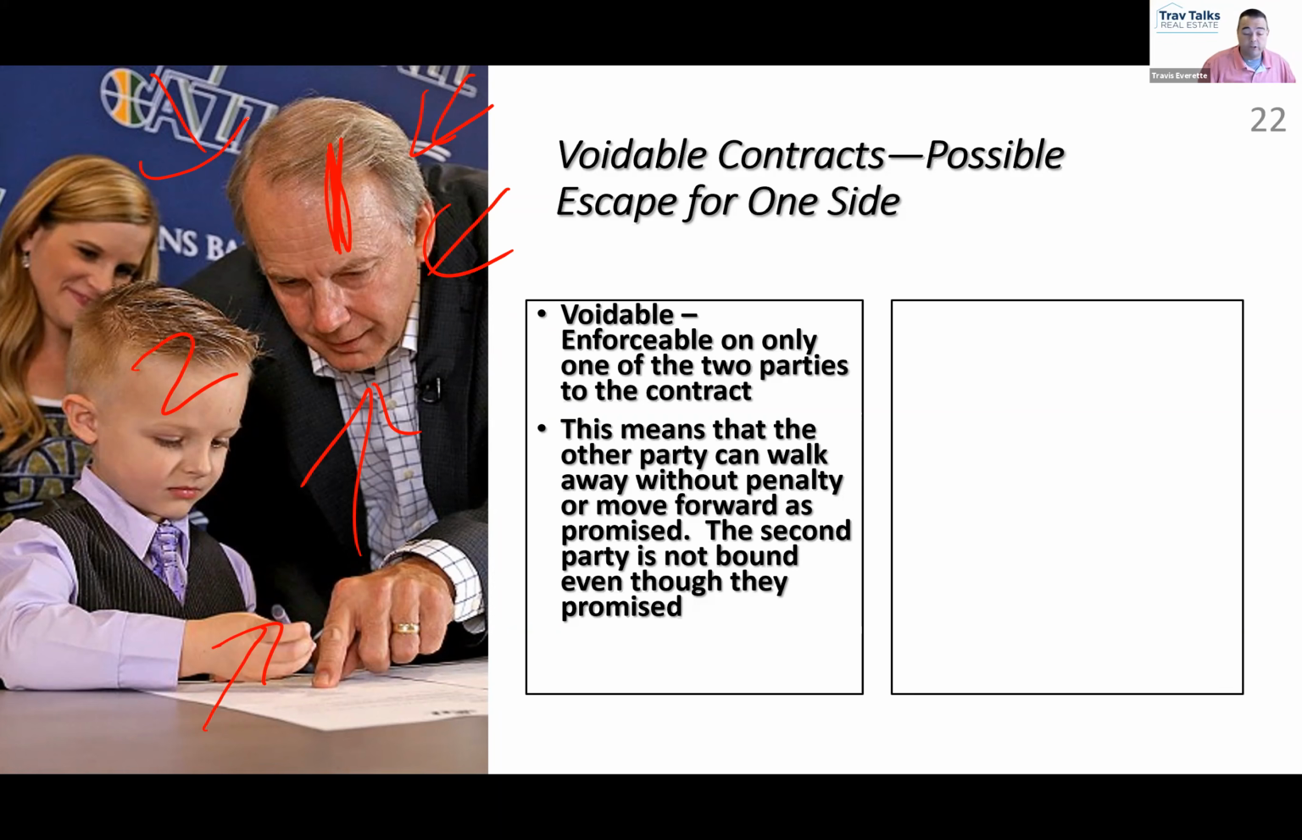And so here's my question, and this is the key to wrapping your brain around a voidable contract. Can one of these parties sue the other and get relief from a court of law? Yes. Can one of these parties sue the other and force the other to go through with their promises? Yes. Which one can sue? Party number 2 has the legal right to sue party number 1.